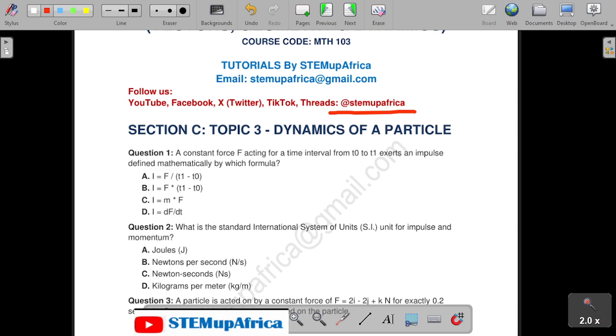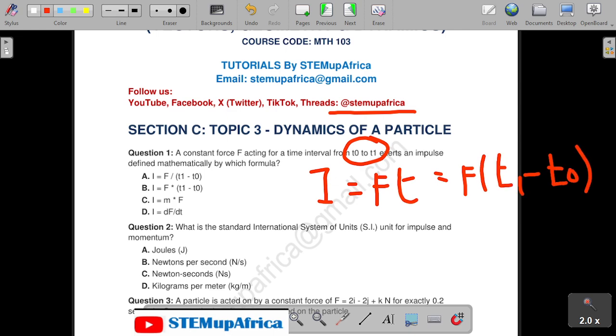So let's look at question number 1. A constant force F acting from time interval t0 to t1 exerts an impulse defined mathematically by which formula? We know impulse I is Ft. But the time is changing from t0 to t1, so change means final minus initial. This will become F into the final time minus the initial time. Change always takes place from final to initial. So that will give us option B.